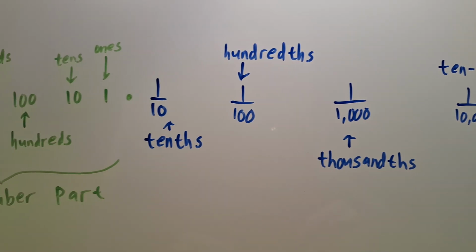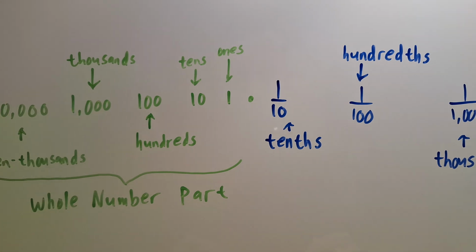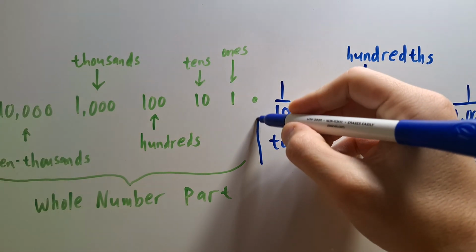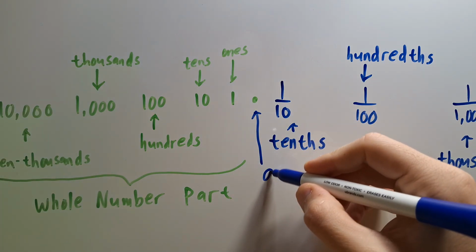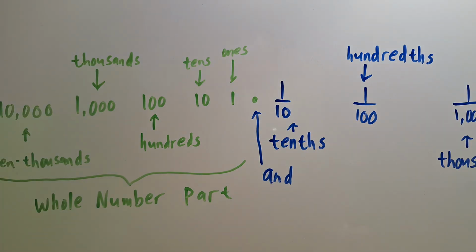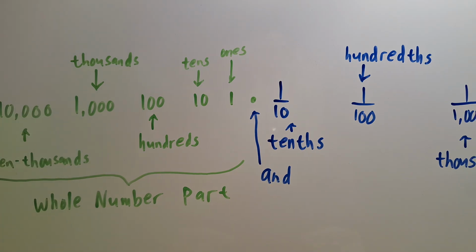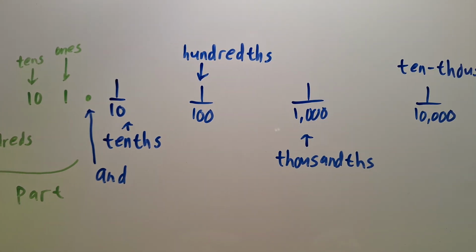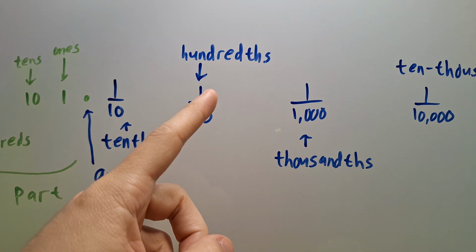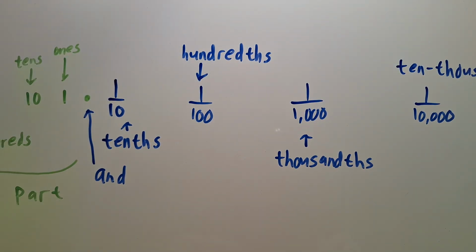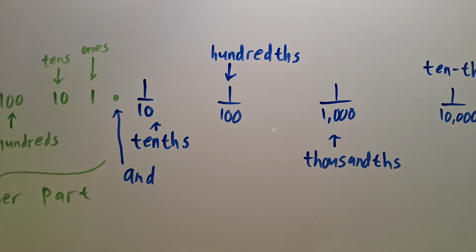So, when we're reading a decimal number, the decimal point will be said as "and." I'll talk about reading decimals in a later video. So we would say we have our whole number part and we have a fractional part. Specifically, we could be going out to the tenths, hundredths, thousandths, 10,000ths, maybe even smaller, but that'll be determined later.